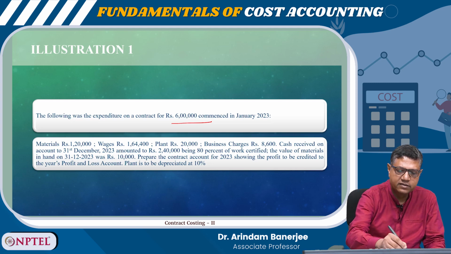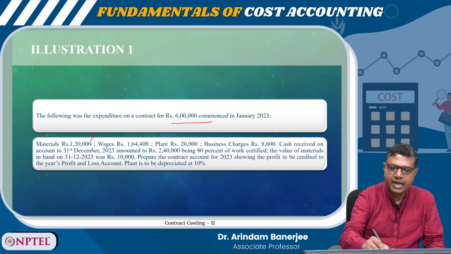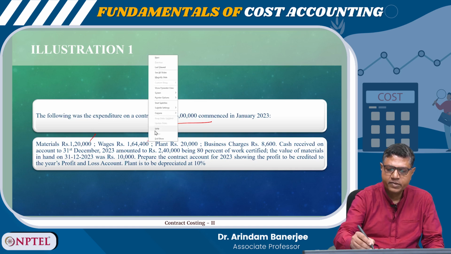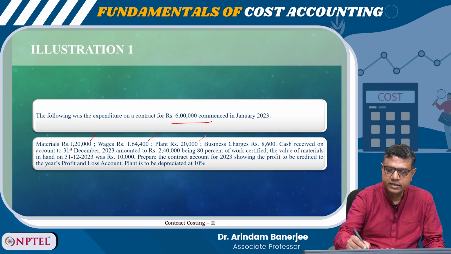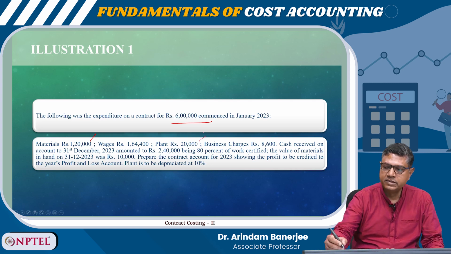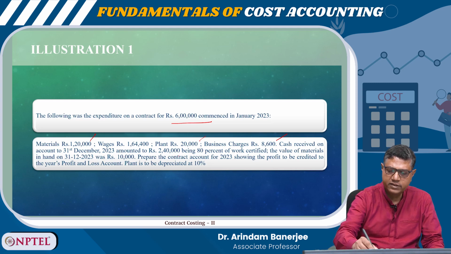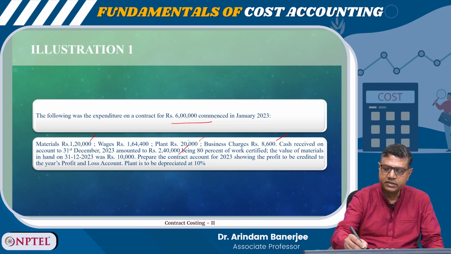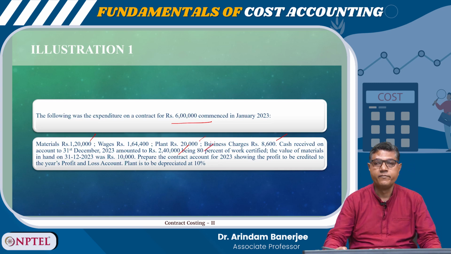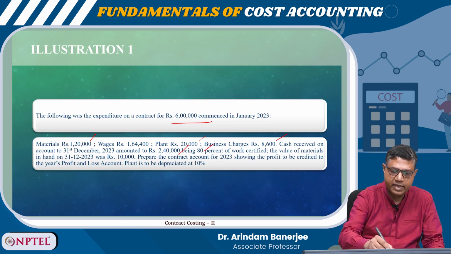First is materials, rupees 1 lakh 20 thousand; wages, rupees 1,64,400; plant, 20,000; business charges, 8,600; and cash received on account to 31st December 2023 is 2,40,000, out of which 80% is the work certified. The value of materials in hand on 31st December 2023 is rupees 10,000.